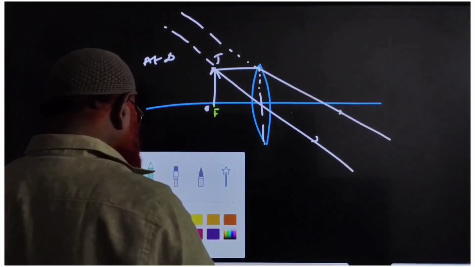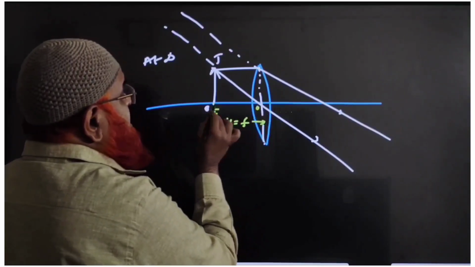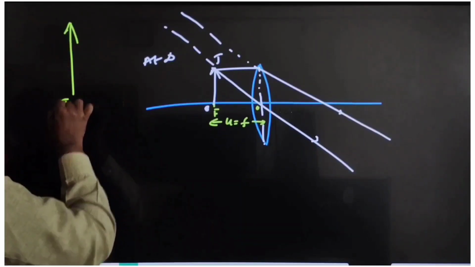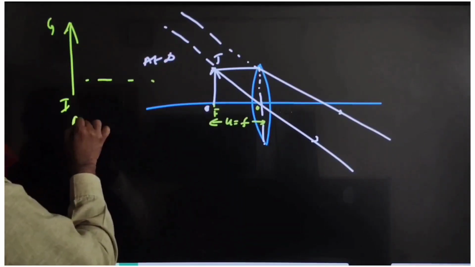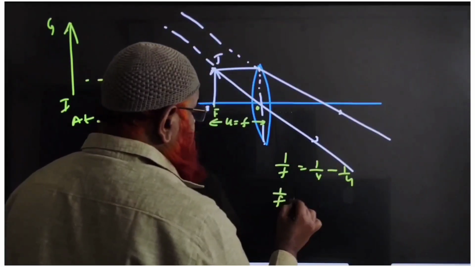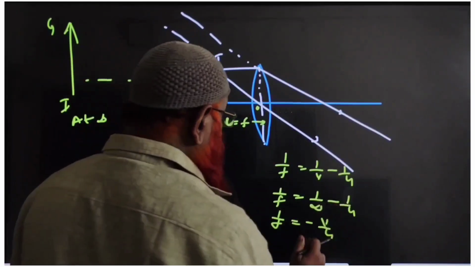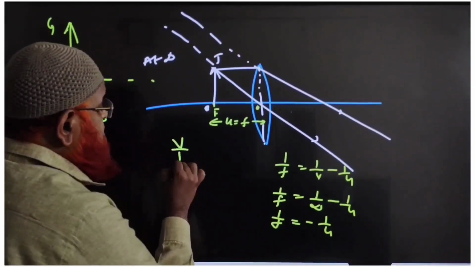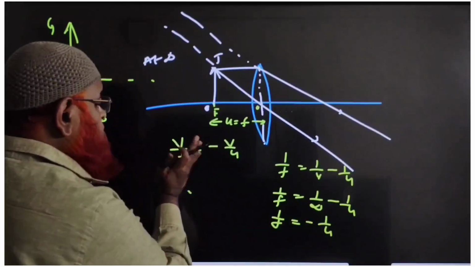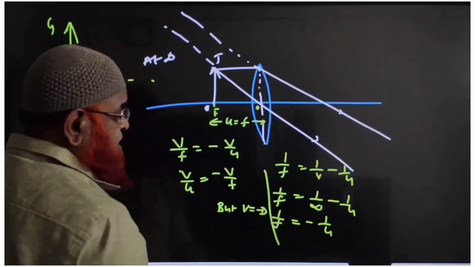That means what changes are you going to observe here? The change is that u is equal to f now. Why? Because the distance between the optic center and the focal point is f here, isn't it? So u will become f. And the final image is very far, which is taken as at infinity. So you know the lens formula, 1 by f is equal to 1 by v minus 1 by u. So 1 by f is equal to 1 by infinity minus 1 by u. 1 by infinity is 0, so 1 by f is equal to minus 1 by u. Multiply both sides with v, so you get v by f is equal to minus v by u, that is v by u is equal to minus v by f, but we know v is going to be minus D.